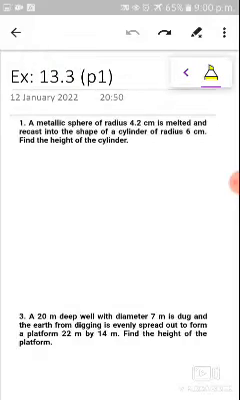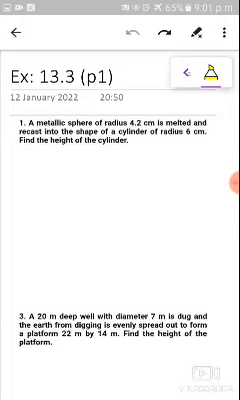Class 10th. Today we'll do a few questions from exercise 13.3. In this exercise we will see the questions. In these questions one solid will be transposed to the other solid. Okay, so it will be recast from one to another one.